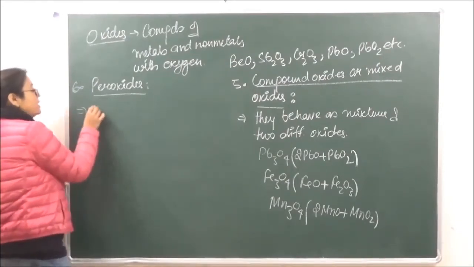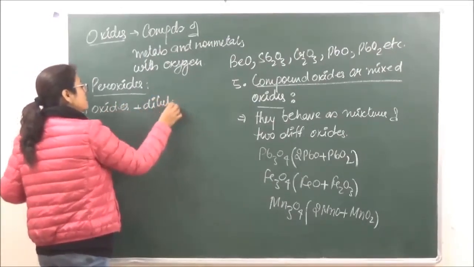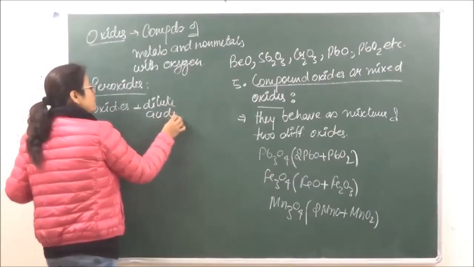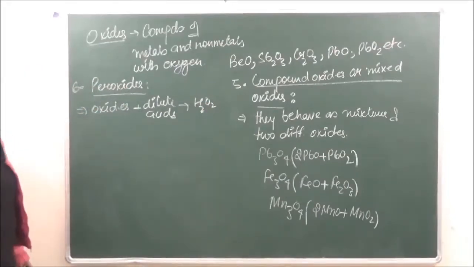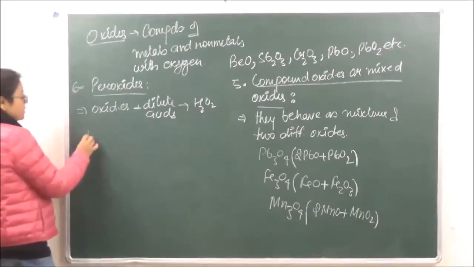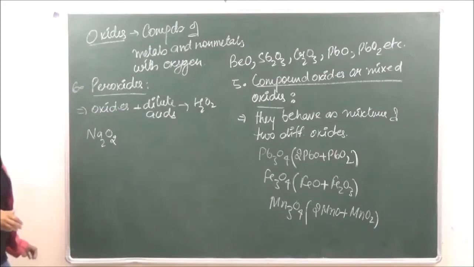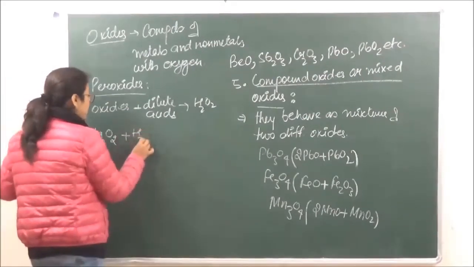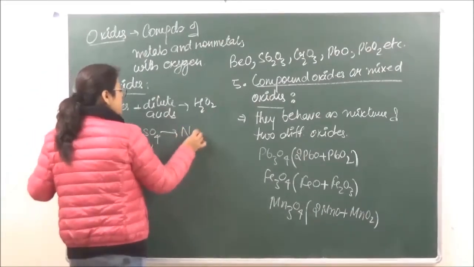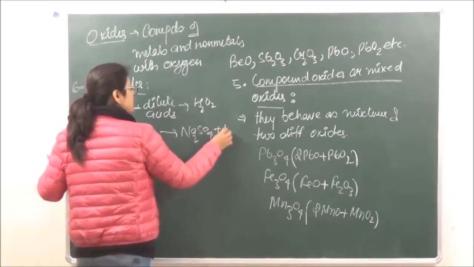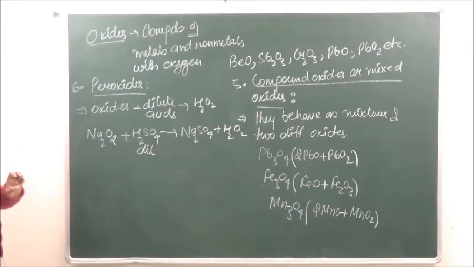So whenever oxides plus dilute acids form hydrogen peroxide, they are known as peroxides. Like for example, we have Na2O2. Na2O2 को जब हम लोग dilute H2SO4 के साथ react करेंगे, this is going to give us Na2SO4 plus H2O2. Okay, so this is going to be a peroxide.